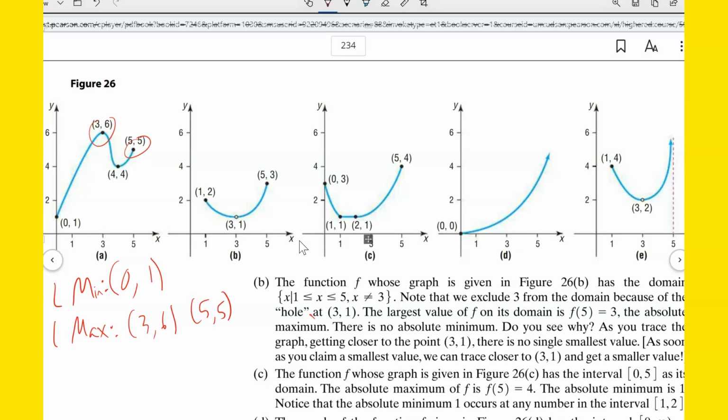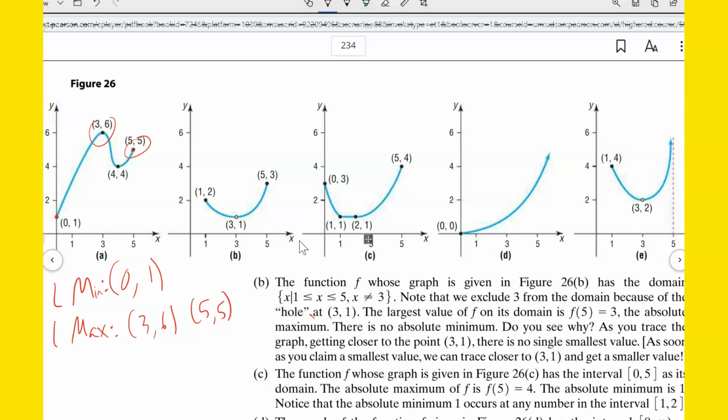Now, maybe I wasn't clear here. Notice that these graphs end in points. They don't end in arrows. So we assume that they stop right here. Okay, that's why those are local minimums, because this is lower than any point near it. This is higher than any point immediately near it.